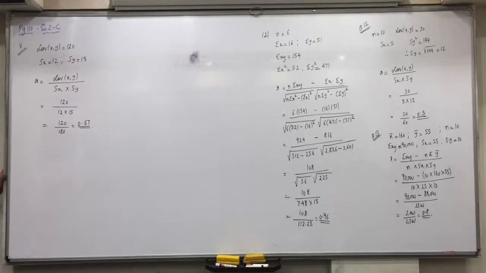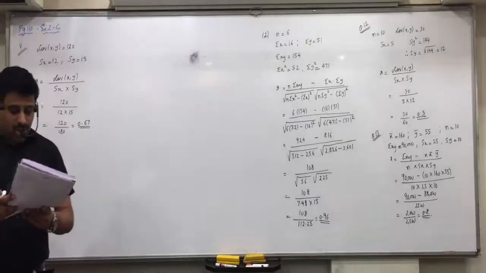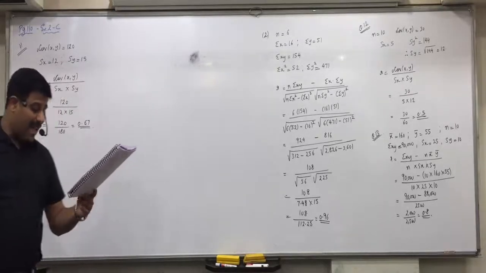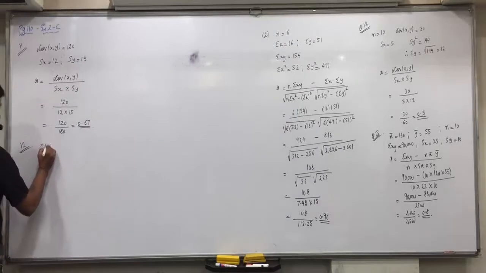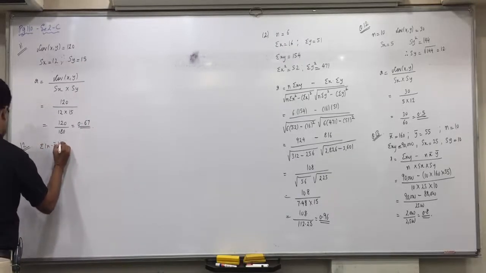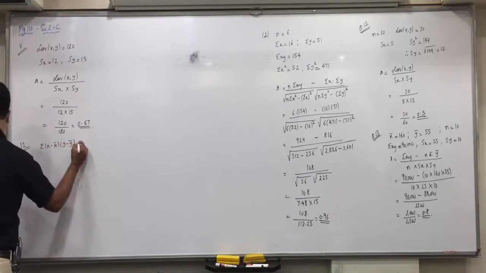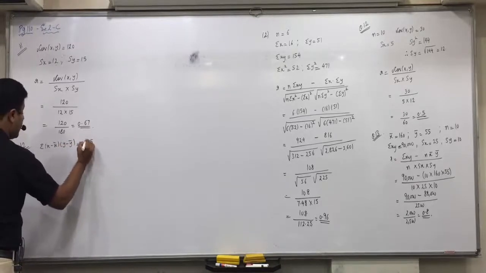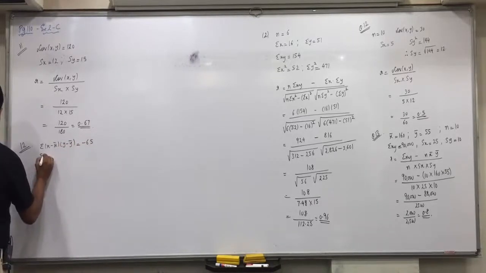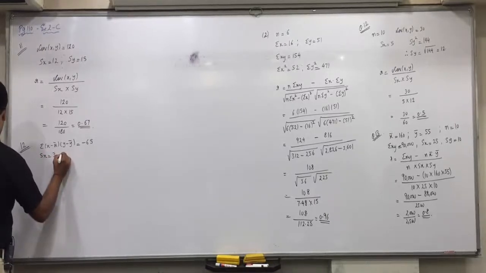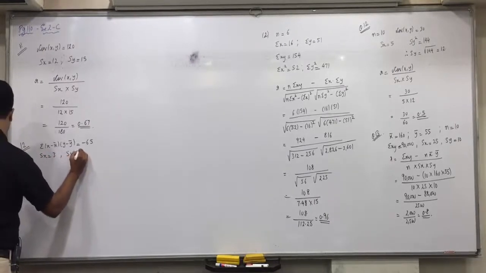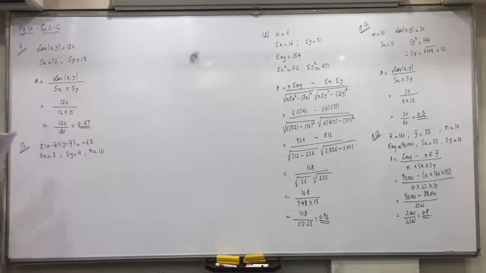And the last question for today, question 12. So all the objective based questions will be completed with this. Okay, only long ones will remain now. Look at question 12. Find the value of r if sigma x minus x bar into y minus y bar is equal to minus 65, Sx is equal to 3, Sy is equal to 4 and n is equal to 10. So raise your hand, which formula will be used over here?